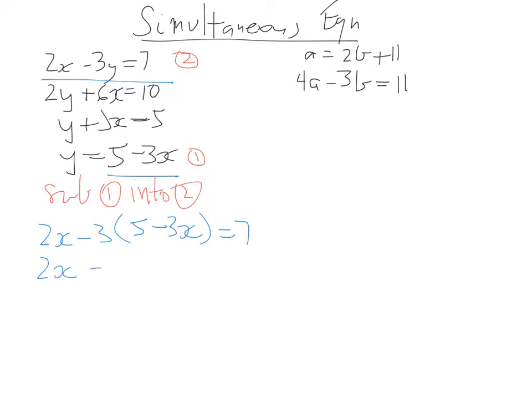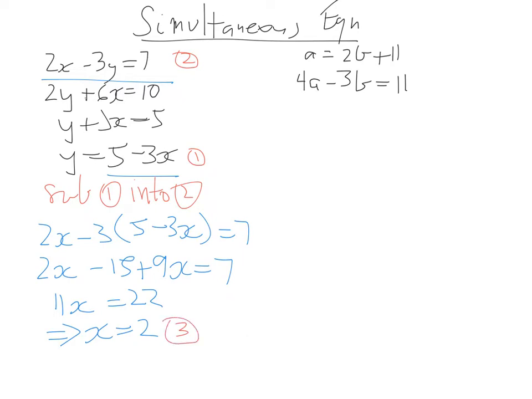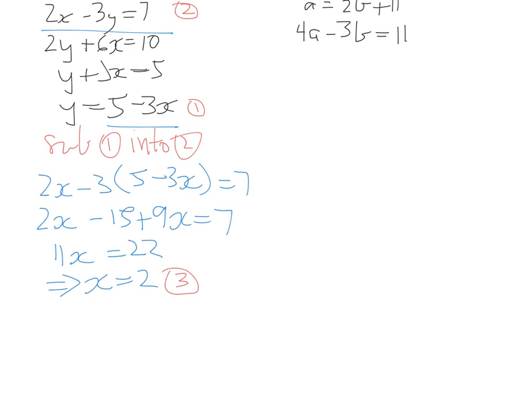Then we expand and simplify. 2x minus 15 plus 9x equals 7. So we'll have 11x equals 22. So from there we can say that x equals 2. And then we call this equation number 3. And then we're going to substitute.